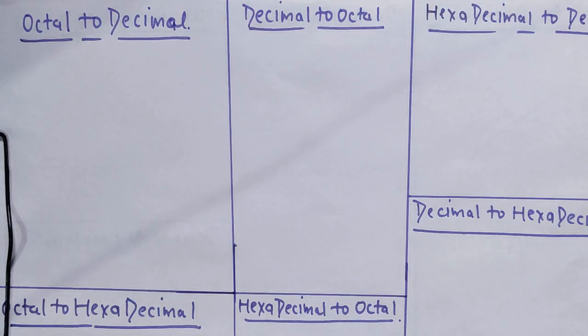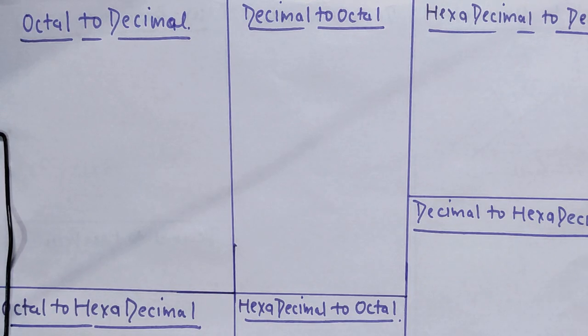Good morning, dear students. In our previous class, we learned how to convert a binary number into octal and an octal number into binary, a hexadecimal number into binary and a binary number into hexadecimal. Today we will learn some more conversions, and our first conversion is octal to decimal.